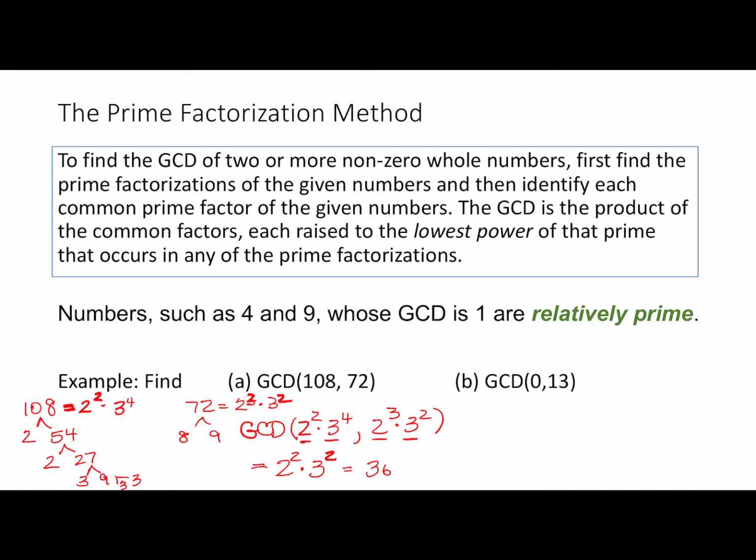All right, what about the GCD of 0 and 13? What's the greatest common divisor of 0 and 13? Well, 0 is just 0, and 13 is prime. What's the biggest number that divides both 0 and 13? It's 13. Right? 13 divides 13. 13 divided by 13 is 1. And 13 divides 0. 0 divided by 13 is 0.